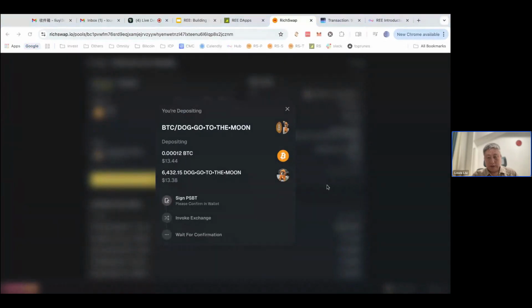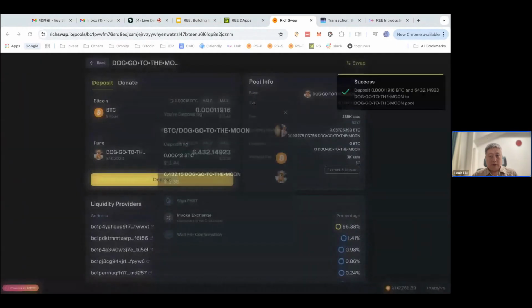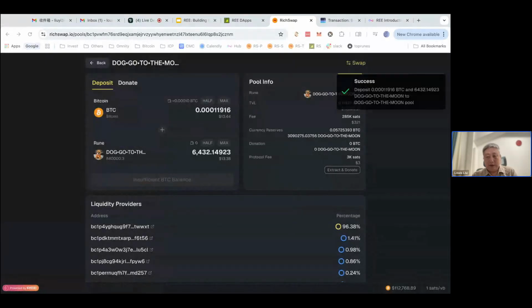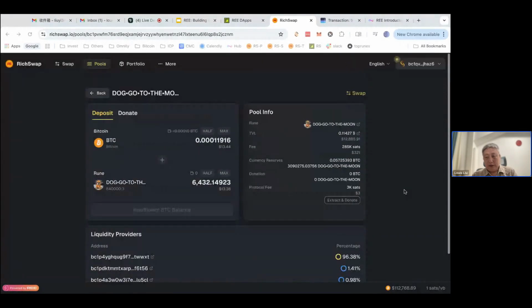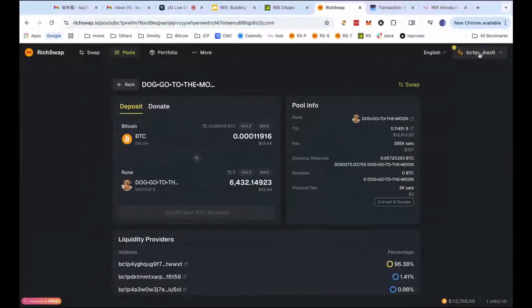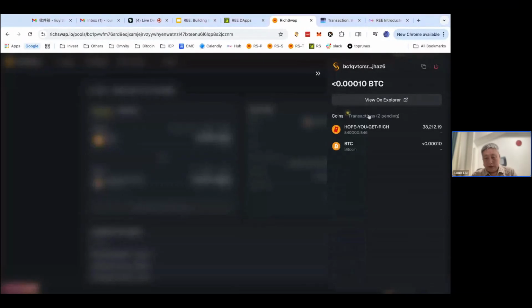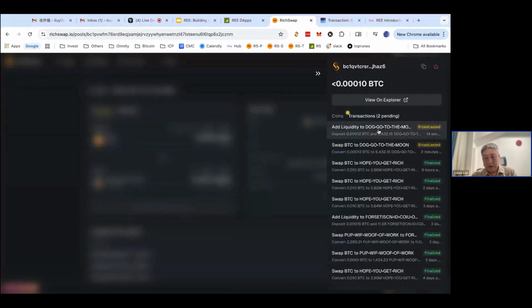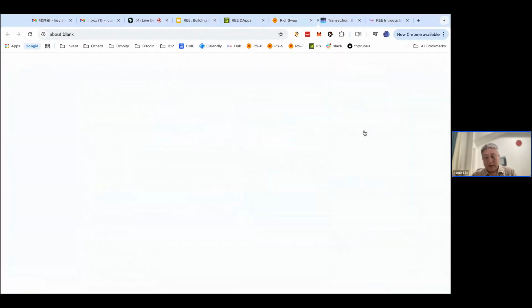Sign the transaction. Okay, it starts to invoke the execution layer and the smart contract. Once again, it completed execution in a few seconds, and you can see the second transaction, the liquidity transaction, has been broadcasted into the mempool.